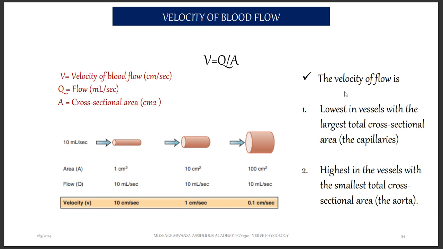You can see the more you increase the area, the lesser the velocity you get. So the velocity of flow is going to be lowest in vessels with the largest cross-sectional area, because area is inversely proportional to velocity, and the highest in the vessels with the smallest total cross-sectional area. The aorta has a small total surface area in comparison to all the capillaries in the body. So the aorta is going to have a very high speed, while the capillaries are going to have a very low speed because they have a big surface area.